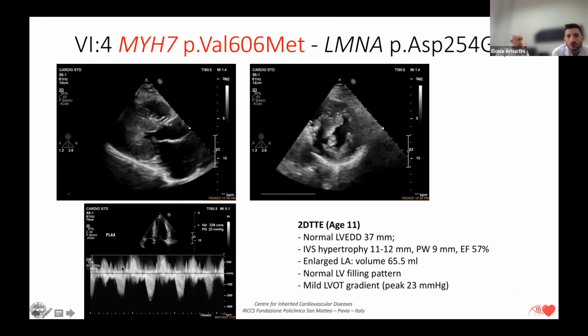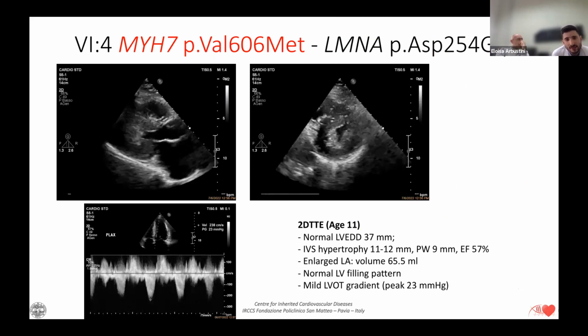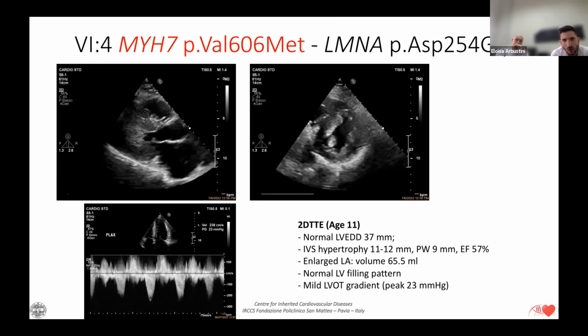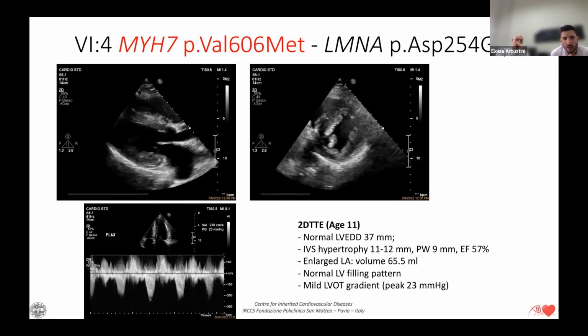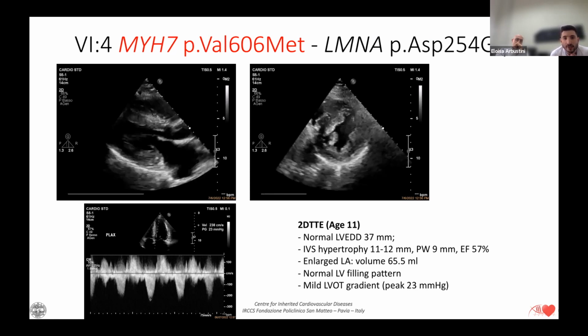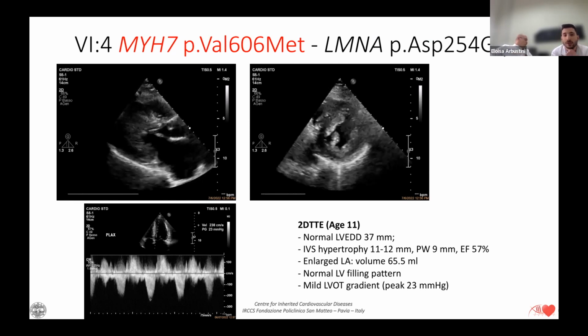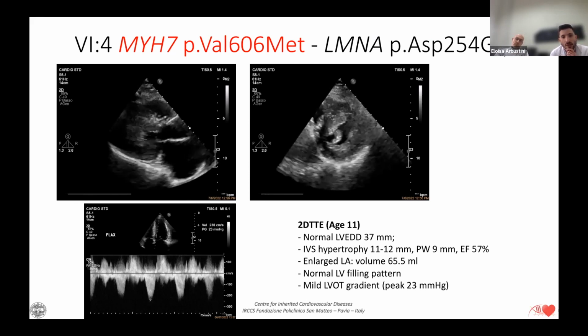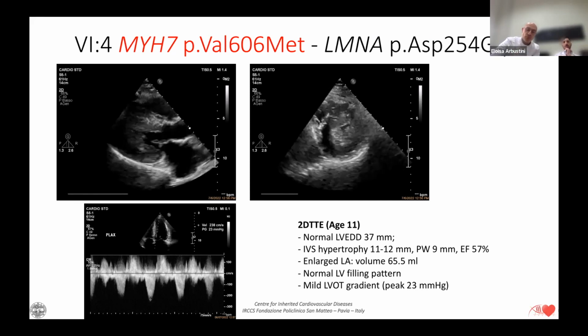Yes, in the echo we can observe just a mild hypertrophy up to 11 to 12 millimeters on the interventricular septum. We preserve the ejection fraction and normal left ventricle dimension, but with a left atrial enlargement, normal ventricular filling pattern, but mild LVOT obstruction.